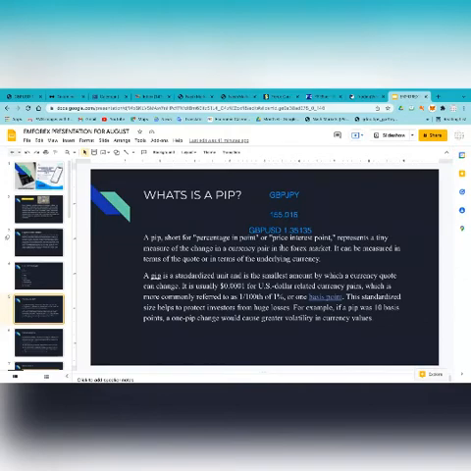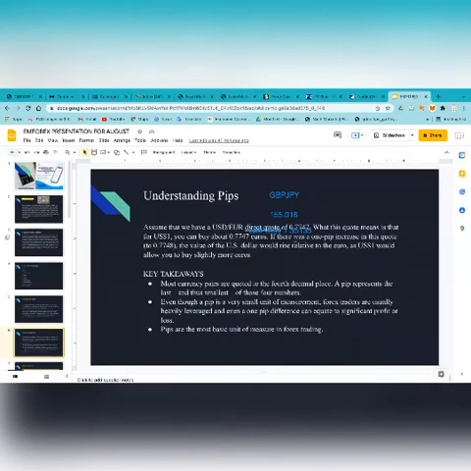And now, let me clear the chart. Assuming you have Euro USD, for instance, let's say a quote of 0.774. What this quote means is that for $1 you can buy 0.774 euros.